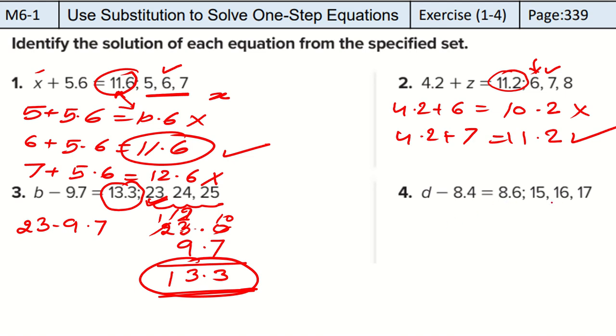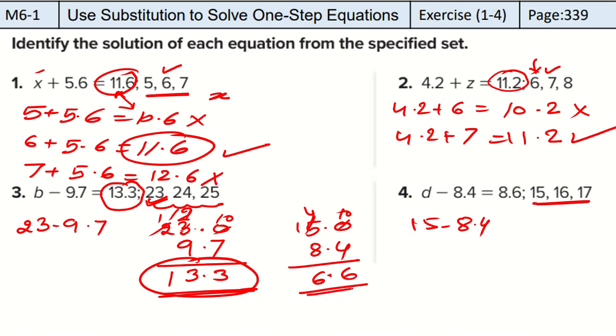Now here also 15, 16, 17 are the values for D. So let's start with 15. So 15 minus 8.4, again the same problem. 15 is not having a decimal point, so make it 15.0 and 8.4. So 0 minus 4 not possible. Take 1 from here. So it will become 4. It is 10. 10 minus 4, 6. 4 minus 8 not possible. So take 1 from here. So 14 minus 8, 6. It is 6.6, but here we are getting 8.6. So this answer is not correct.